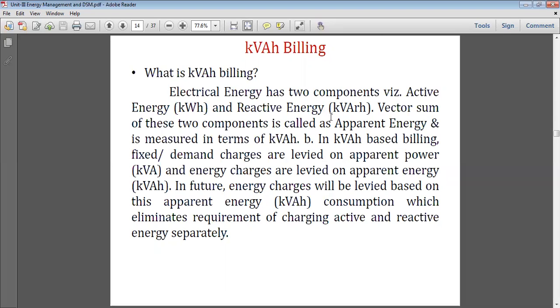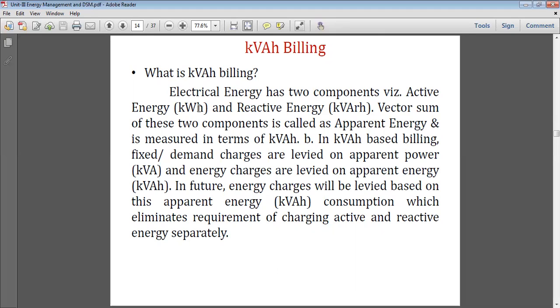So to maintain kVAh billing, you have to maintain the power factor at unity anyhow. Otherwise, either on the leading side or on the lagging side, your kVAh will be higher than the kWh.